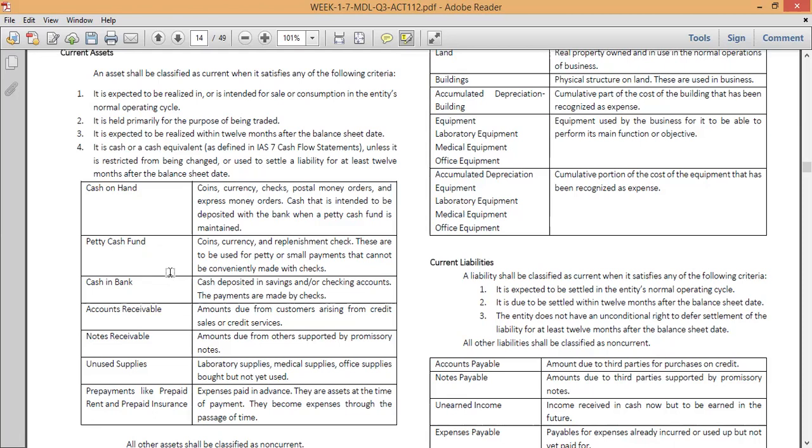Okay? So, cash in bank, 'di ba? So, cash in bank, so from the word in bank, ito po yung pera na meron ka sa bangko. Yun yun. So, whether savings siya or checking accounts. Okay? Then next, accounts receivables, amount due from customers arising from credit sales or credit services.